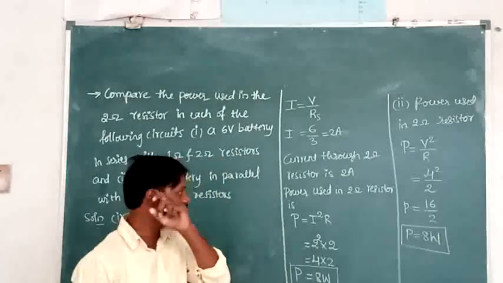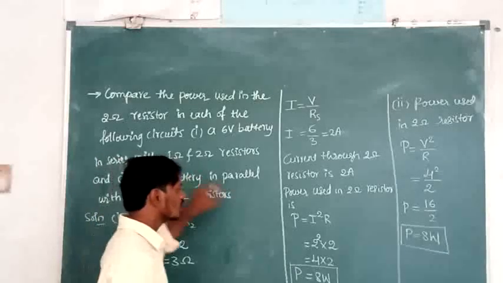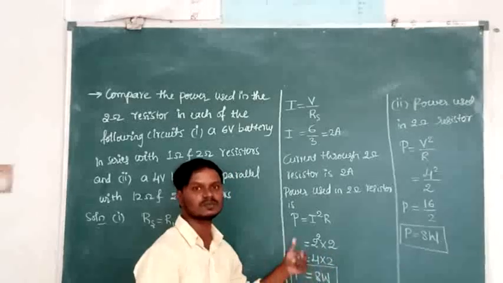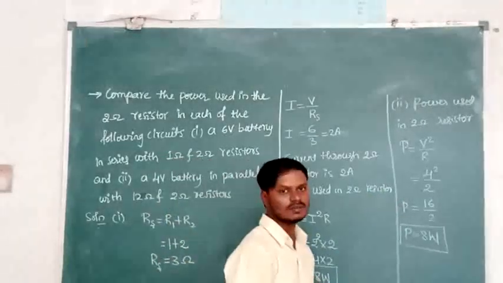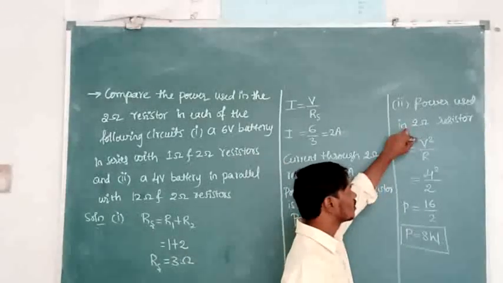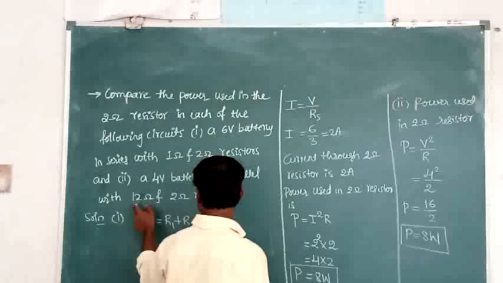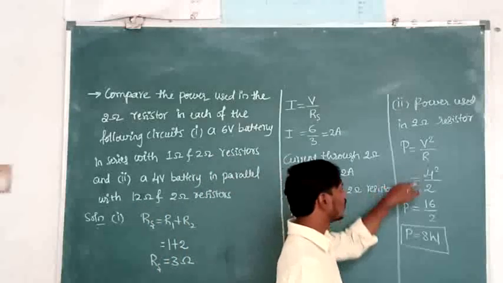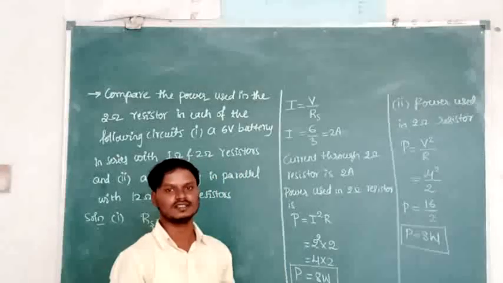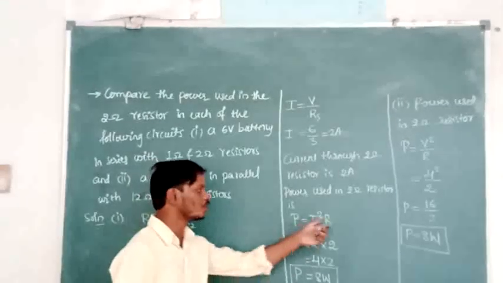Then what is the power used in 1 ohm resistor in series? That is 2 square into 1. That is how much? 2 square into 1, that is 4 into 1. That is 4 watt. Here in parallel combination, what is the power used here? That is V square. V square is 4 square. That is 16 divided by resistance, how much? 12. Yeah, resistance is 12. That is 16 by 12. 16 by 12 means it is 4 by 3. That is 1.33 watt. So this is about power used in series and also parallel in the resistors.